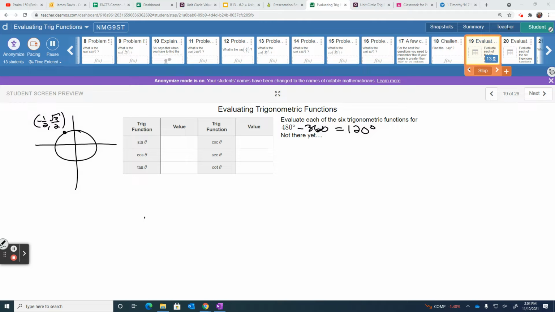Do we do anything extra if it's 480? That's what we did, we subtracted 360. Is there anything else with it? No, it's still the same.